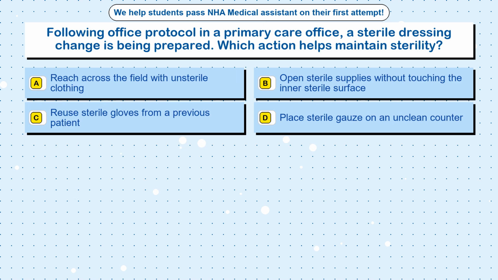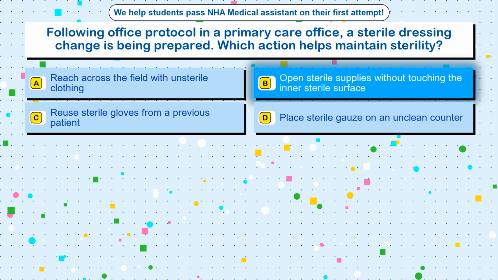Question 68. Following office protocol in a primary care office, a sterile dressing change is being prepared. Which action helps maintain sterility? Option A. Reach across the field with unsterile clothing. Option B. Open sterile supplies without touching the inner sterile surface. Option C. Reuse sterile gloves from a previous patient. Option D. Place sterile gauze on an unclean counter. The correct answer is option B.